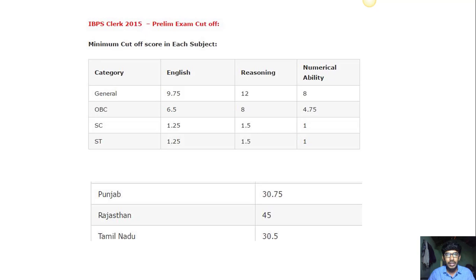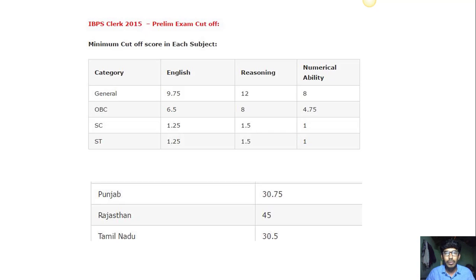Next we see about the cutoff marks that you need to get in order to pass in prelims. There are two cutoff marks. One is sectional cutoff, that means you should get a minimum percentage of marks in each topic, in logical, in quantitative aptitude and English, okay, and also you need to get a minimum percentage of marks overall, okay. I will tell you now.